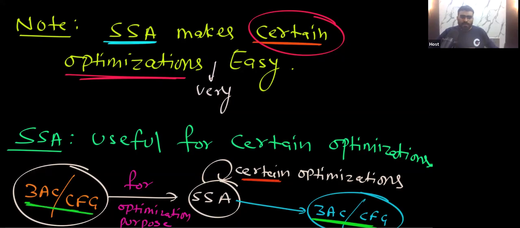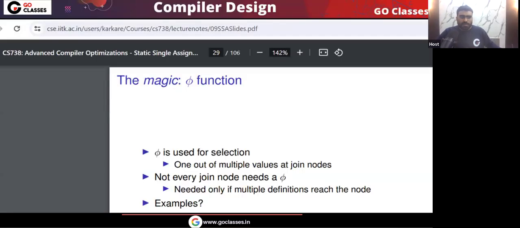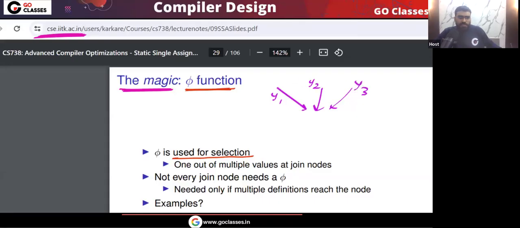So remember, we don't care about the Phi function. There is a magic function, as you can see in this IIT Kanpur slide: this Phi function. Phi is used for selection. If multiple things are coming at a point, let's assume y1, y2 and y3 are coming, then we use the phi function for selection, meaning which to select, y1, y2 or y3, and you put that into y4. So very simple, this is used for selection.